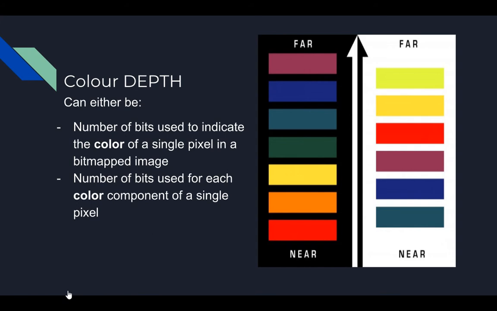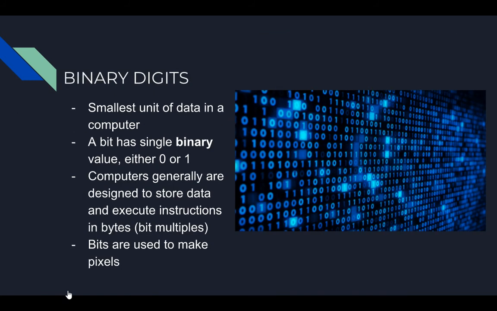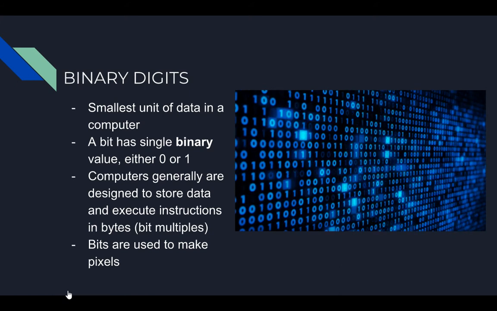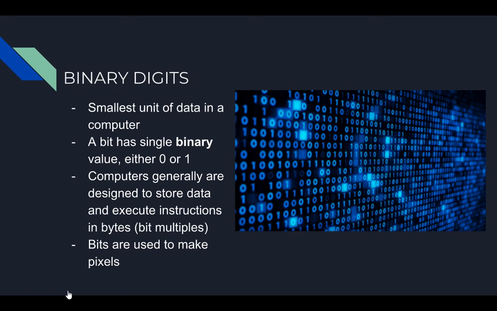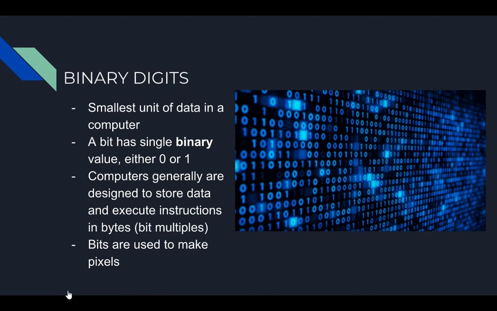Color depth is the number of bits to indicate a color of a single pixel in a bitmap image, so you're able to identify different colors, and the number of bits used for a color component of a single pixel. So binary digits are ones and zeros, which are the smallest bit of data in a computer, and these ones and zeros can make up pixels, which is the smallest bit of an image, and so a lot of pixels will make a full image.